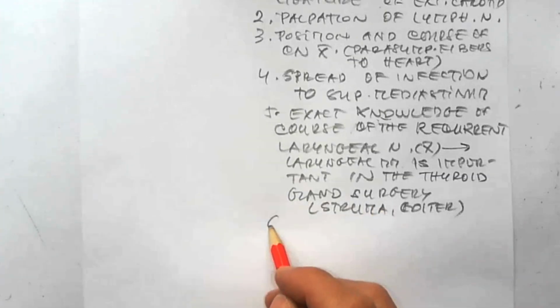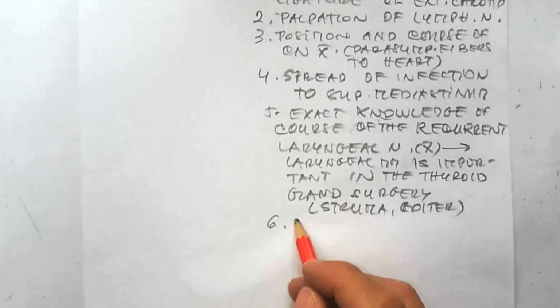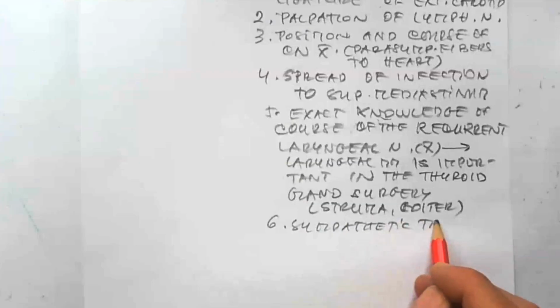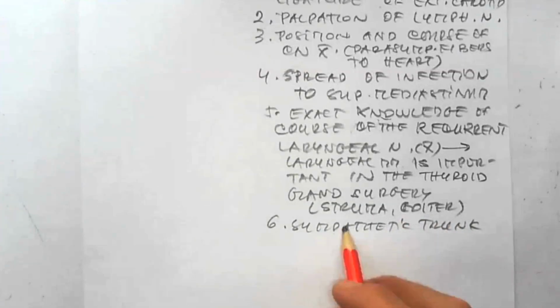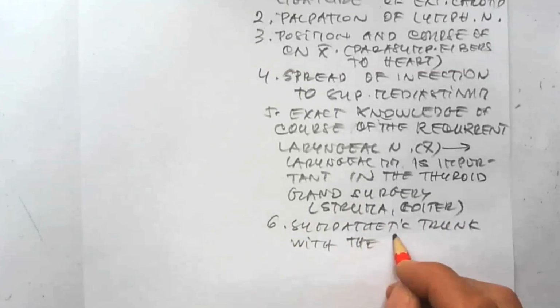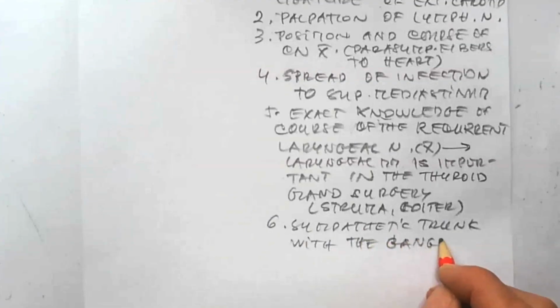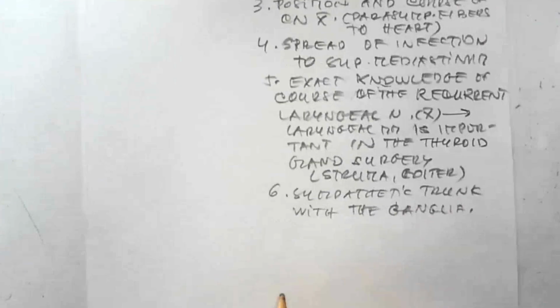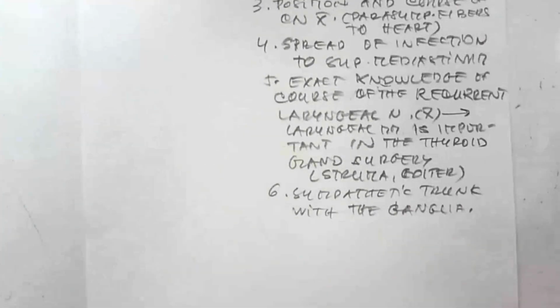And then number 6 would be the sympathetic trunk with the ganglia. We have discussed the cervical ganglia at the beginning of the lecture. It is not necessary to add anything else. So this is region number 4, the carotid trigone, and we are at the end, just the next one.